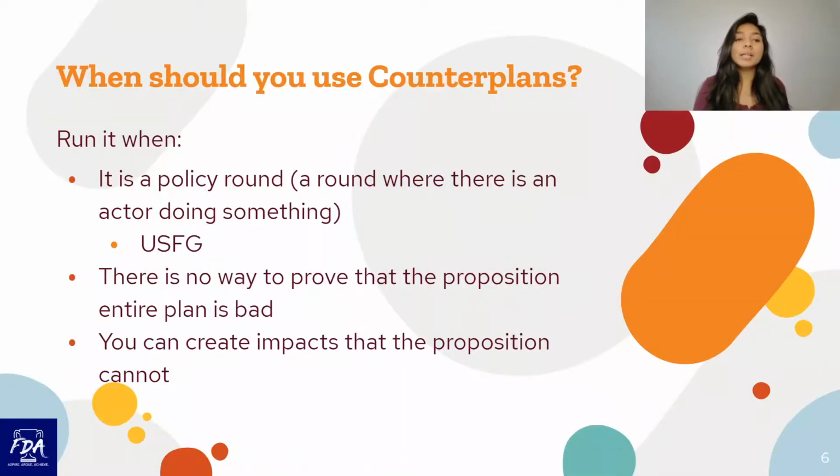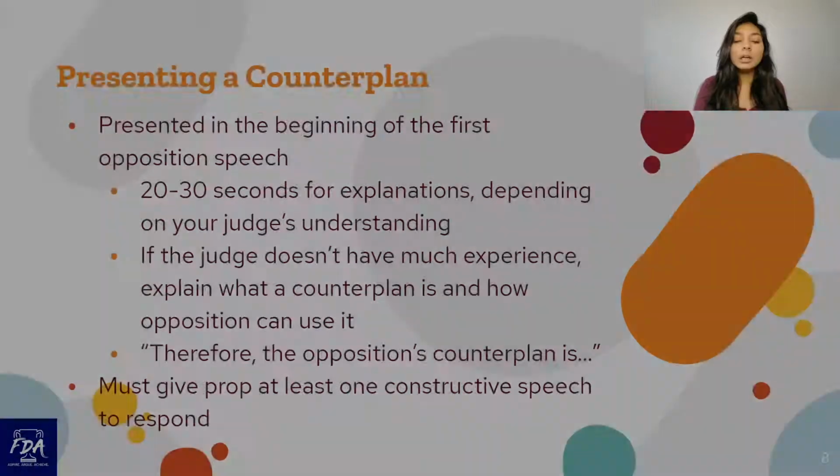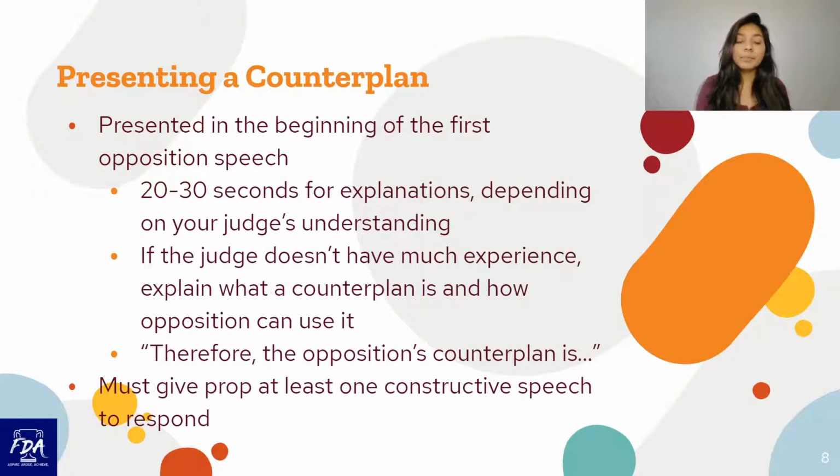If we go back to our example, we say that the United States federal government should invest in wind energy. But as the opposition, if you suddenly start talking and your contentions are about the United States federal government investing in solar energy, a judge who doesn't understand a counterplan might not understand what you're saying. They're like, why are they talking about solar energy when they should be talking about wind energy? Or it might not be clear enough to the judge that you're making a counter argument or counterplan. So you just want to make sure that you're really clear and explain what you're going to do. And then after you explain, say, therefore, the opposition's counterplan is.